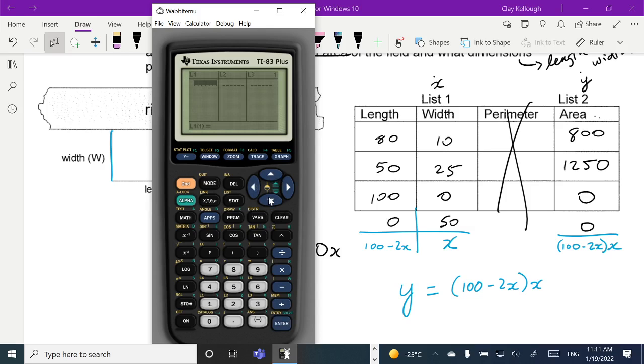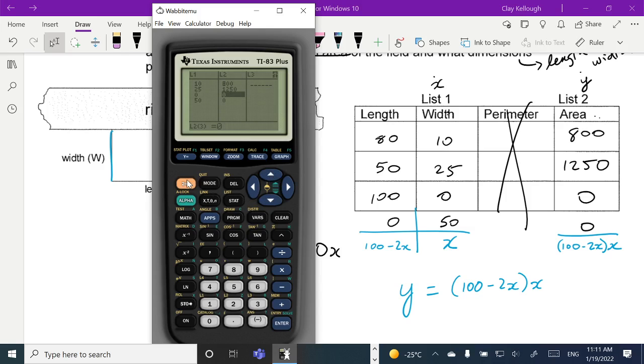Okay, so if I was doing this on a calculator, I'd have the same points. I'd have 80 and, no, see, now you made me do it. I'd have 10, 25, 0, and 50. And then in my Y numbers, I have 800, 1250, 0, and 0. And there we go. There's my 4 points.